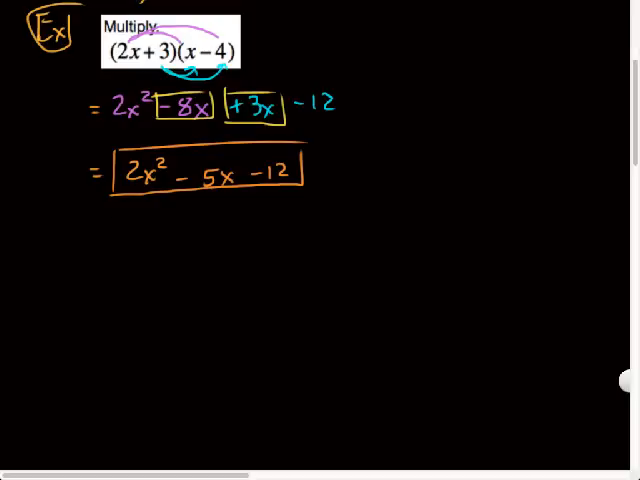I had a student a moment ago mention the idea of FOIL. Foiled it. FOIL stands for, if you don't know, firsts, outers, inners, lasts. By firsts, I'd be referring to multiplying the first term in each binomial. By outers, I'd be referring to multiplying the outermost terms, right? So the 2x and the negative 4. Inner would be the 3 and the x, the innermost terms, kind of in the middle. And then last would be the 3 and the negative 4.